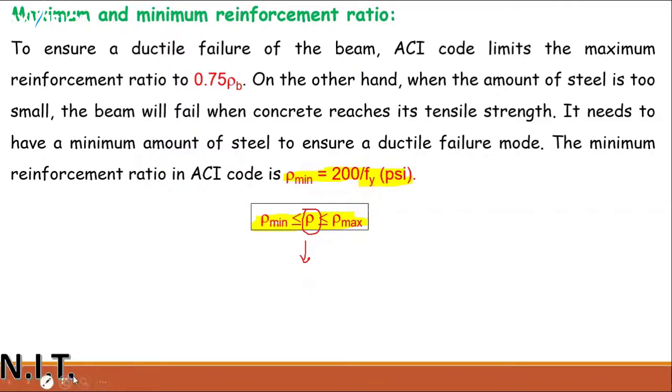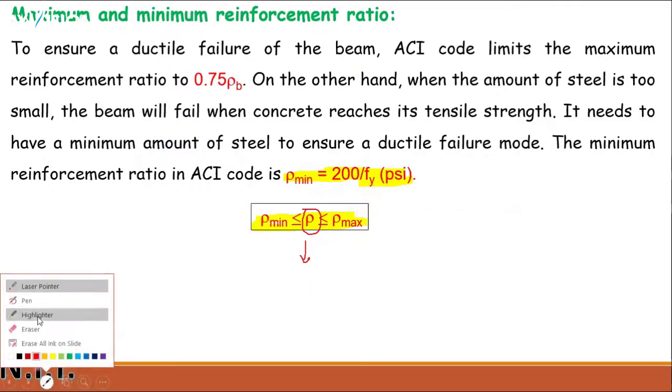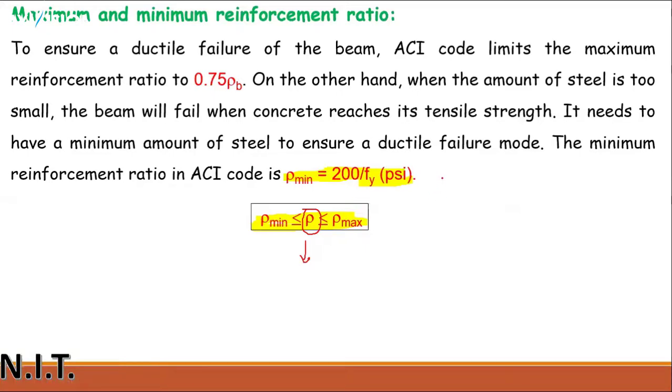There are two types of steel available in the market, in the Pakistan market, I don't know about China. Sorry, it is not 4, it is 40 KSI and 60 KSI. There are two types of yielding strength of steel available in the market. The one is called 40 KSI and another is called 60 KSI.